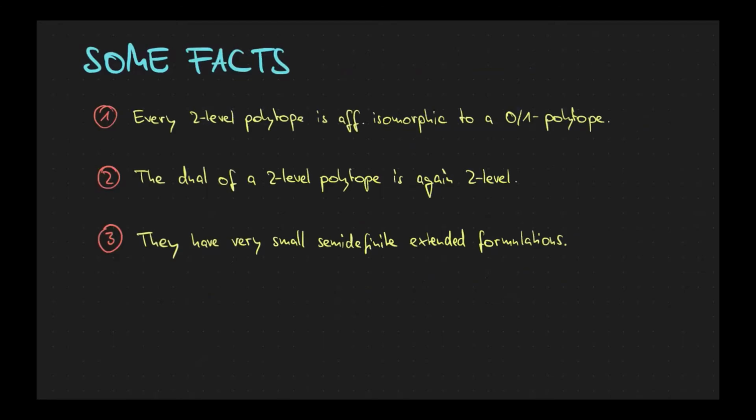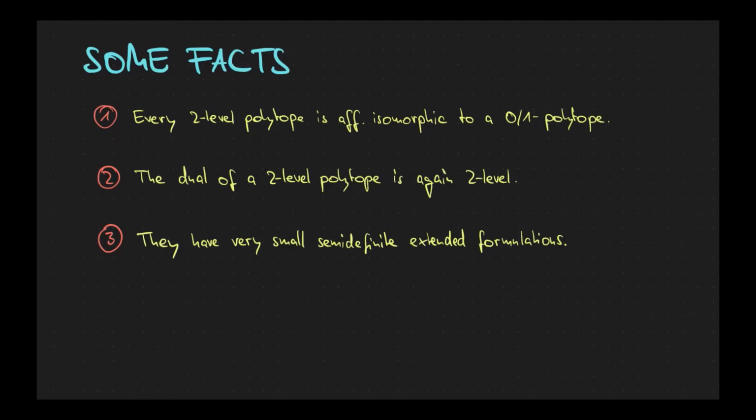So why are we interested in these polytopes? Let's start with some very simple facts, and then get to the more interesting ones. The first two facts are very basic, and I would like you to remember them. We will need this in a minute. First of all, it's easy to show, a nice exercise, that every two-level polytope is affinely isomorphic to a 0-1 polytope. Not vice versa. Not every 0-1 polytope is two-level, but two-level polytopes are essentially 0-1 polytopes. And the second thing, also a simple exercise, is that if you take an appropriate dual of your two-level polytope, it's also two-level.